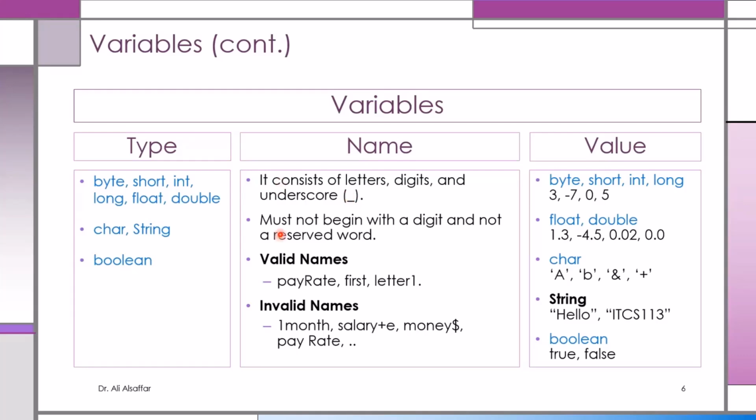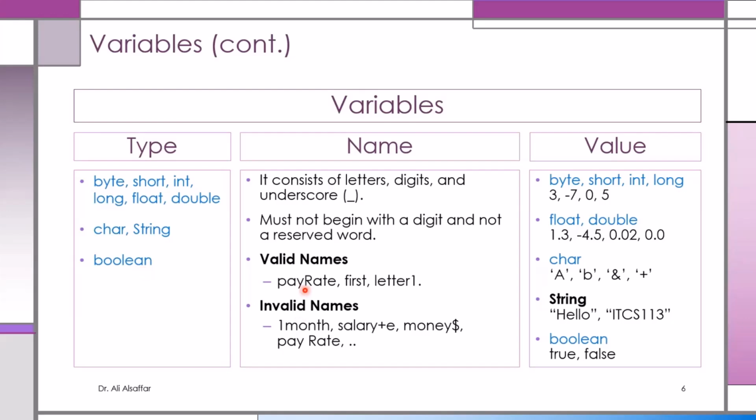The second condition, digits are allowed. You are allowed to use numbers in the name, but you are not allowed to begin with a number. Last, the name should not be a reserved word. What does reserved word mean? It means the word is already reserved or fixed for Java. So you cannot have a variable named Boolean, because Boolean is a reserved word for Java. You cannot have a variable called class, because class we use for the program, and so on.